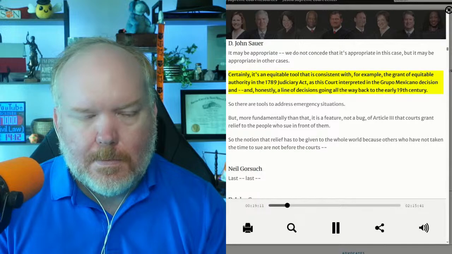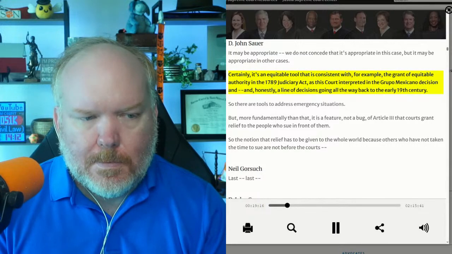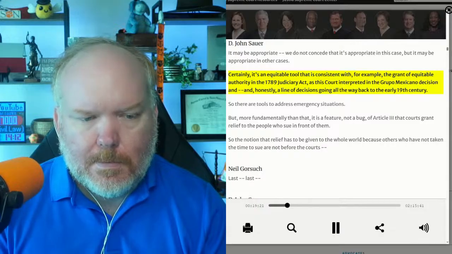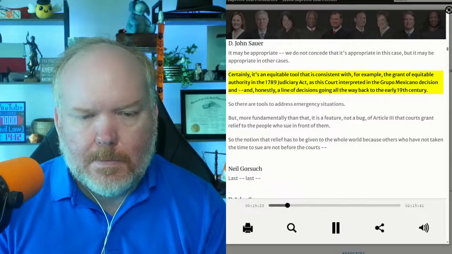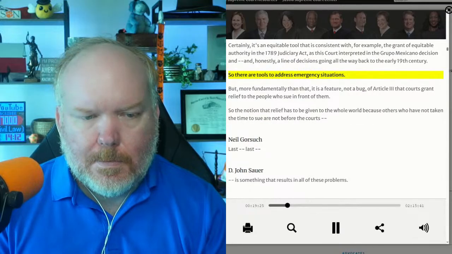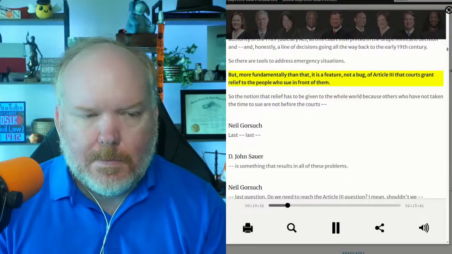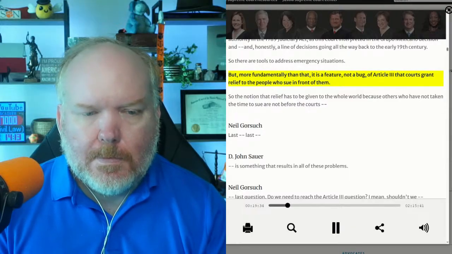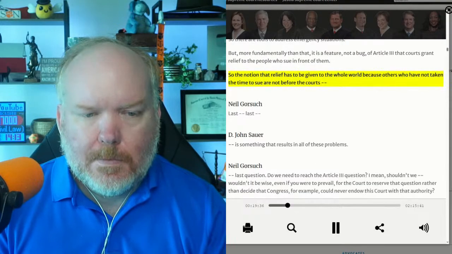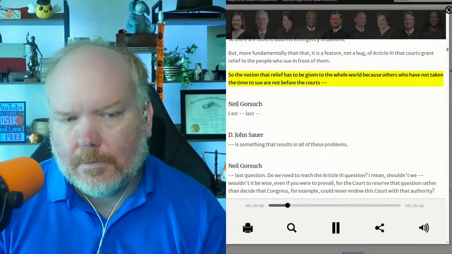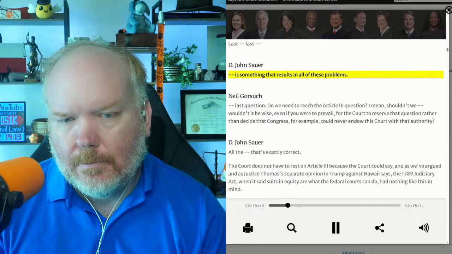Certainly it's an equitable tool that is consistent with, for example, the grant of equitable authority in the 1789 Judiciary Act as this Court interpreted in the Grupo Mexicano decision and honestly a line of decisions going all the way back to the early 19th century. So there are tools to address emergency situations, but more fundamentally than that, it is a feature, not a bug, of Article 3 that courts grant relief to the people who sue in front of them. So the notion that relief has to be given to the whole world because others who have not taken the time to sue are not before the courts is something that results in all these problems.